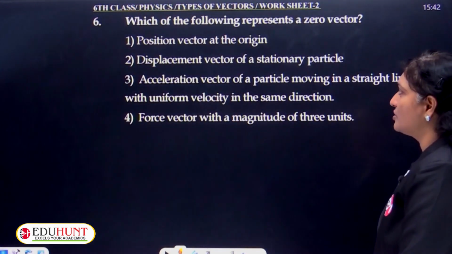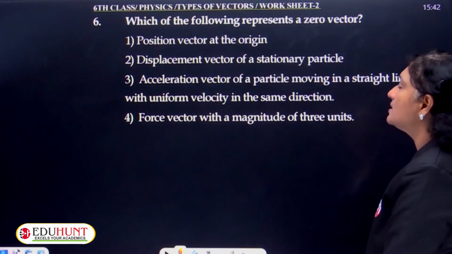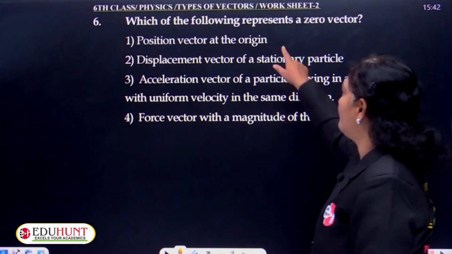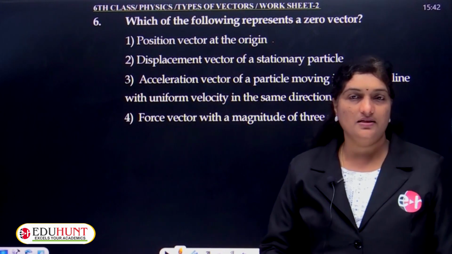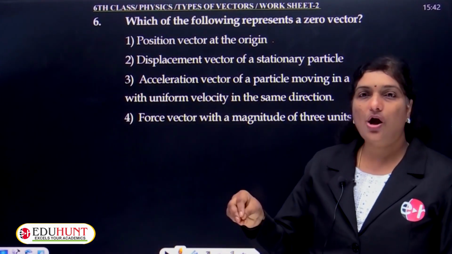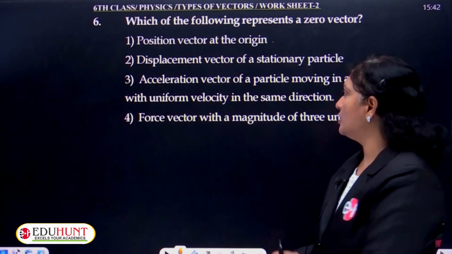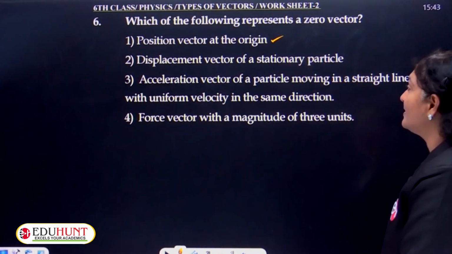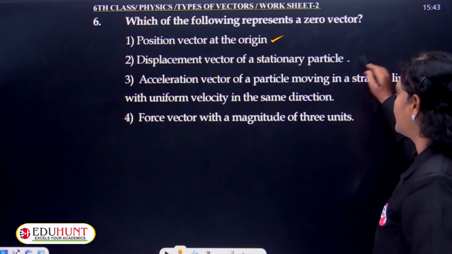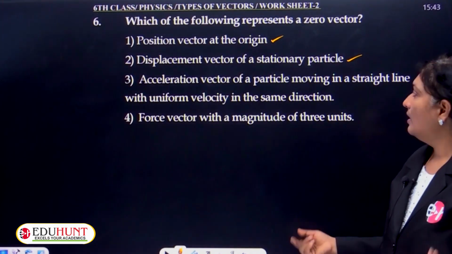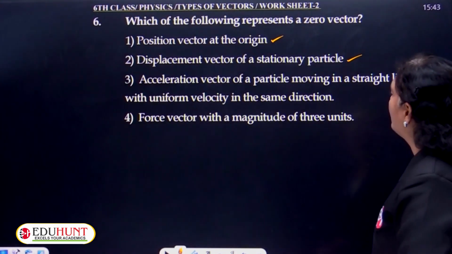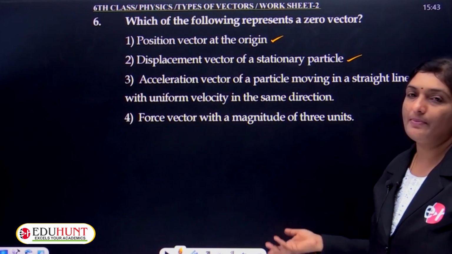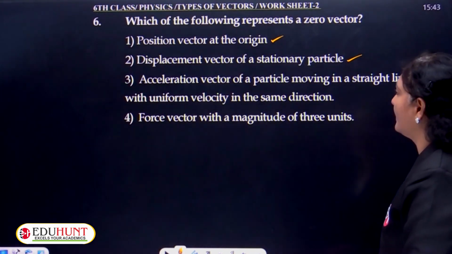Moving to the sixth question, which of the following represents a zero vector? Just now we have discussed a few examples, children. Position vector at the horizon, does it indicate a zero vector? Yes, of course. At the horizon, its magnitude is 0. So, this can be possible. Displacement vector of a stationary particle? Yes, stationary particle means its magnitude is 0. A stationary particle is not moving at all, and not moving at all means magnitude is 0. It is a null vector.